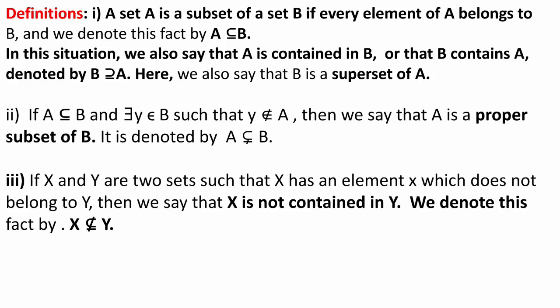If X and Y are two sets such that X has an element x which does not belong to set Y, then we say that X is not contained in Y, and we denote this fact by X is not a subset of Y. That means X and Y are two sets such that there is at least one element in X which does not belong to the set Y. Then we shall say that X is not a subset of Y.